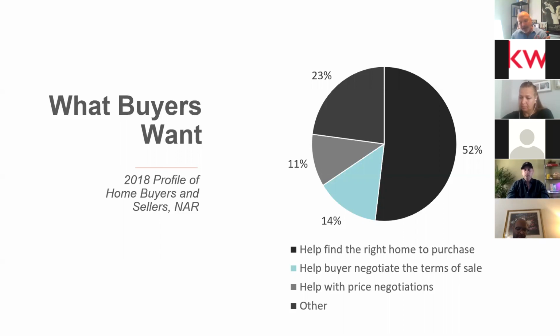So here's a look at what buyers want most from a realtor. The graph covers the top 3 responses and categorizes everything else as other. You can see the complete list in your student handout. I believe it's on page 6, right?